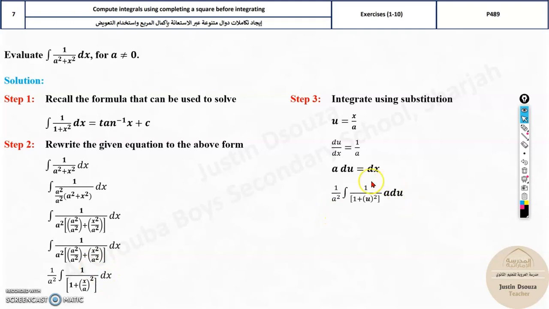Now substitute over here. It'll be 1 by 1 plus, instead of x by a, you need to put u square, a du. The a and a cancel, the a square and a cancel. So you're remaining with 1 by a, 1 by 1 plus u square du. Remember, this is the tan inverse formula for u. But we are not over. This is tan inverse u, but what did we substitute u as? x by a. So we resubstitute it back, and this is the answer. So this is how we get this answer.